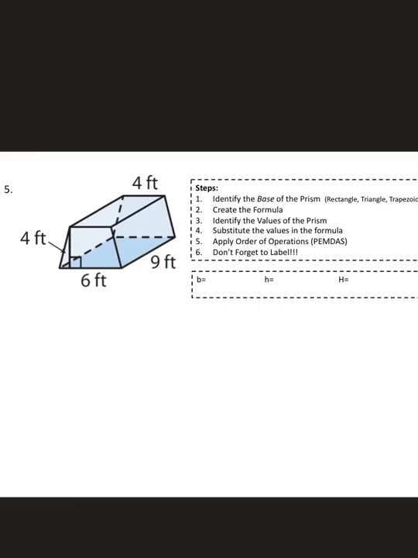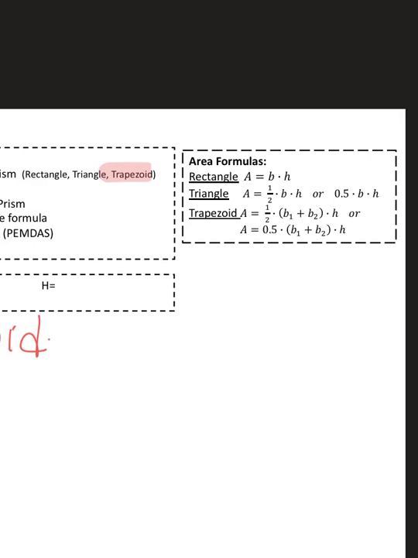All right, here we go. Here's example 5. So let's just go through these steps again. Step 1 is identify the base of the prism. If you're looking at this prism, I want to look at the base, and this time we're dealing with a trapezoid. So step 1 is done. Now I need to look at my area formulas and decide which one I'm going to use for the base of a trapezoid. I see right here's trapezoid. We're going to use area equals 0.5 times base 1 plus base 2 times your height.